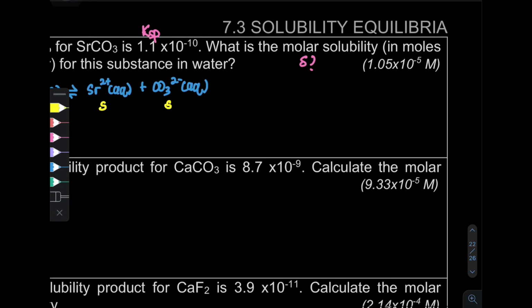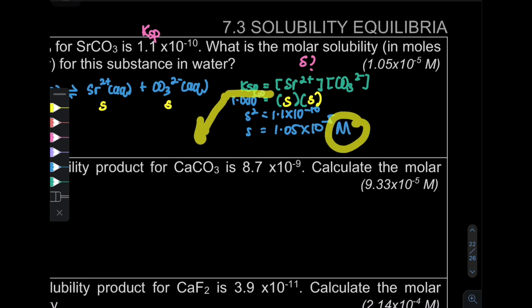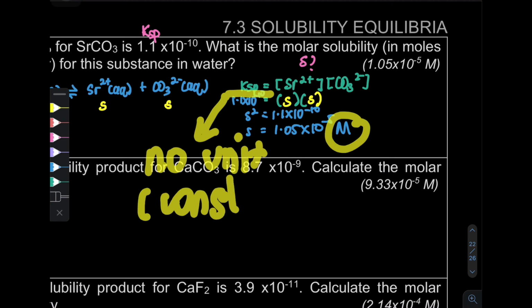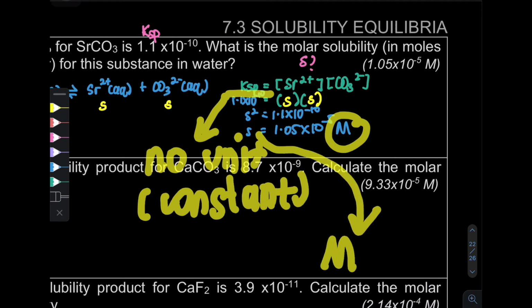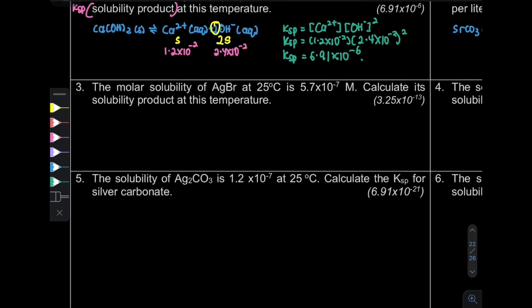Okay, and then I'm just going to write down. Okay, dia adalah sini adalah S. Both of it is S sebab dia ada 1 to 1. Then I'm just going to write down the KSP is equal to what? Okay, KSP is equal to S dan S. Oh, KSP actually we have the value. So I'm just going to write down 1.1 exponent negative 10. Okay, so lepas tu kita akan dapatlah S squared is this value and S is this answer. Make sure molar solubility dah ada unit lah. Tapi KSP no unit. For S kita tu is actually it has its own unit which is capital M.